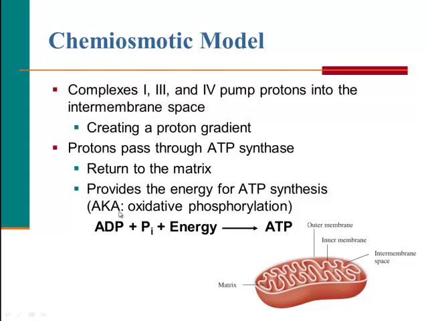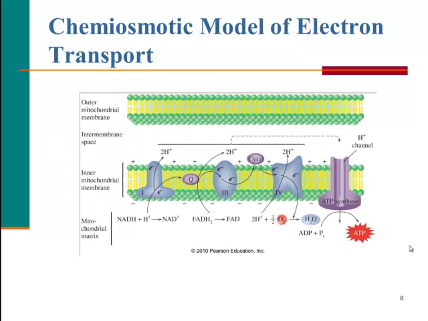So ADP plus a phosphate and the energy provided by the proton gradient are going to be what drive the synthesis of ATP. This figure shows the 3 complexes that are responsible for translocating protons, or moving protons, from within the matrix into the space between the 2 membranes.